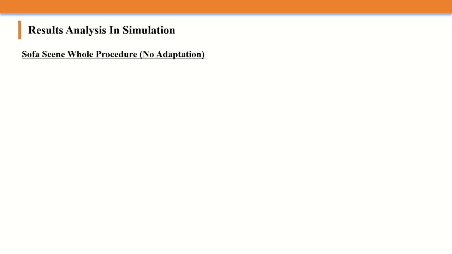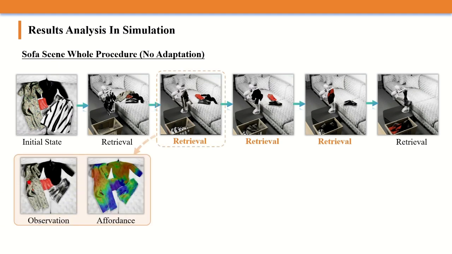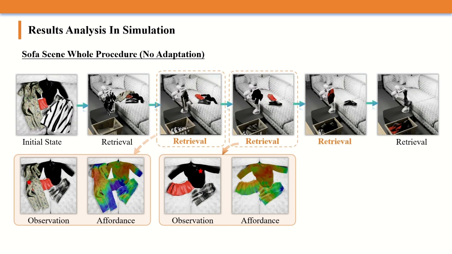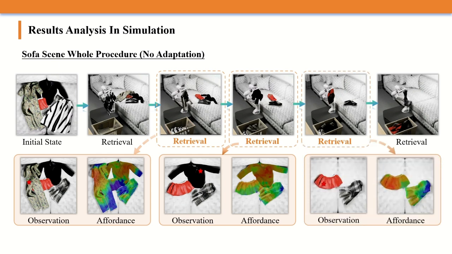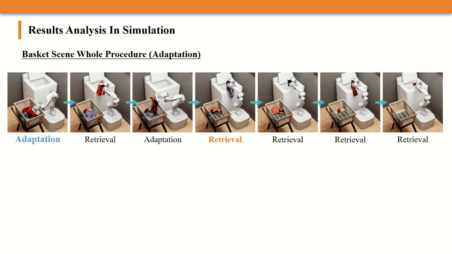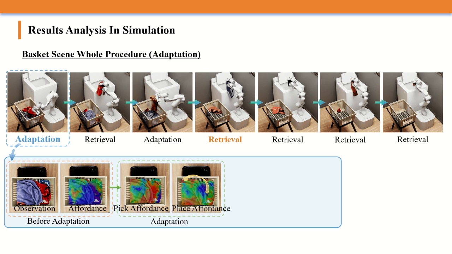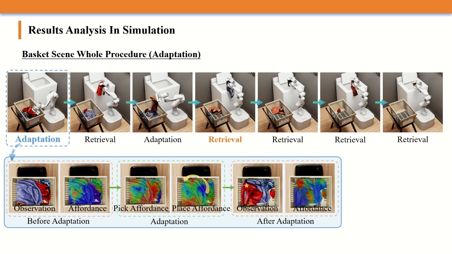We tested our framework in simulations using a Franka Panda arm, 9 categories of garments from ClothesNet, and 3 realistic scenarios: a sofa, a laundry basket, and a washing machine. In the sofa scenario, the top row of images demonstrates the step-by-step retrieval process, while the bottom row shows the corresponding observations and affordance details. For the laundry basket scenario, where garments are more severely tangled, the retrieval process involves 2 adaptation steps. The bottom row highlights 1 adaptation step and 1 retrieval action.